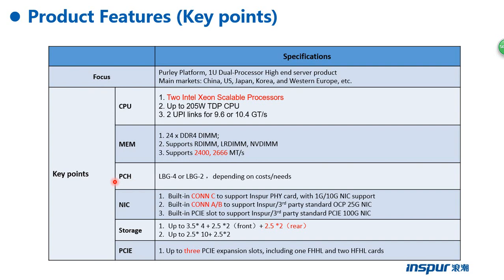The chipset of the M5 server is the C620 PCH, but the M4 server chipset is the C610 chipset. For the network, the M5 server can support the OCP slot, but the M4 server cannot support the OCP slot. The M5 server can support OCP-C, OCP-A and OCP-B.